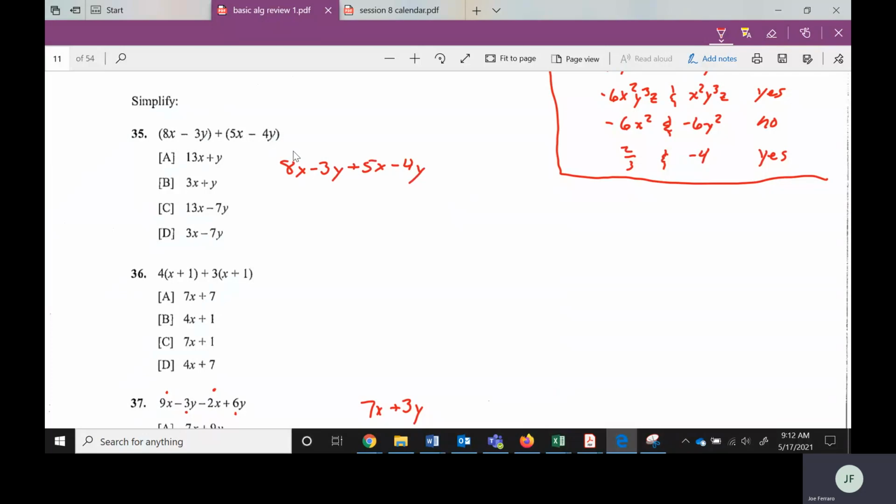So now we just look for our like terms. 8x, 5x. Those are 13, that's 13x. Then we look at a minus 3y and a minus 4y. So you have 3 negatives, 4 negatives, that's 7 negatives. So minus 7y. The answer is C.